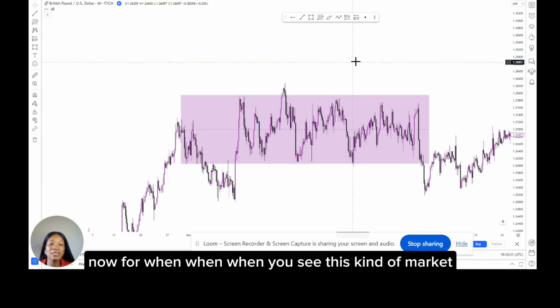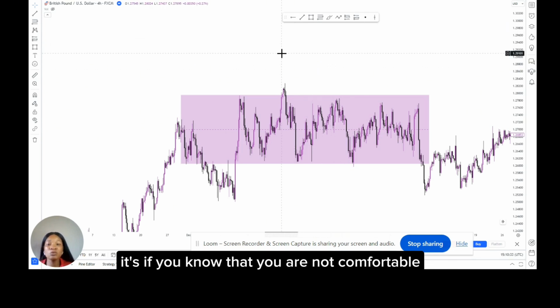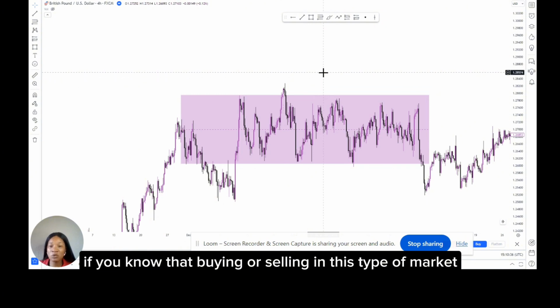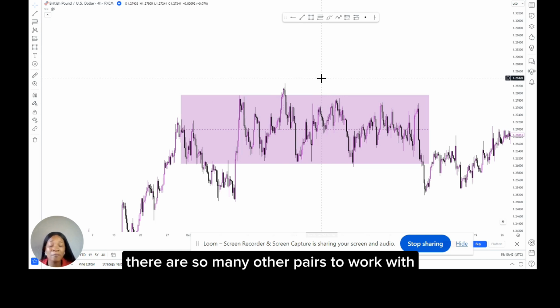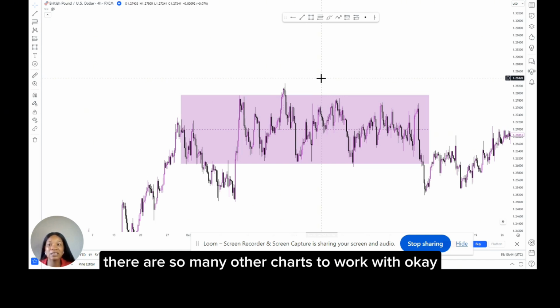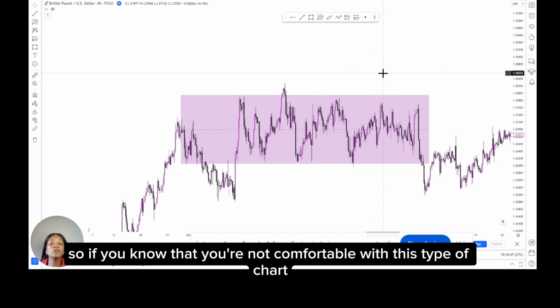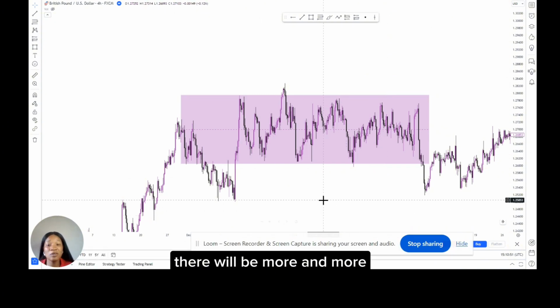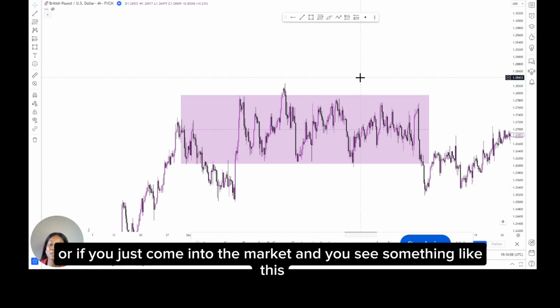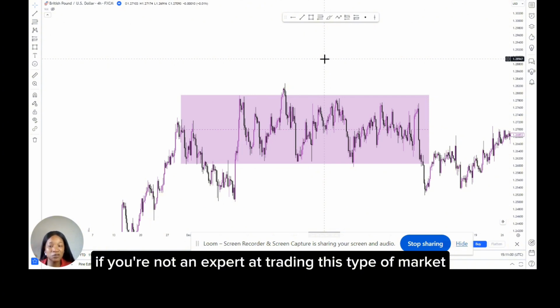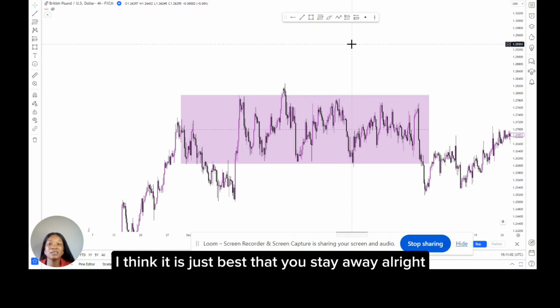When you see this kind of market, if you know that you are not comfortable buying or selling in this type of market, it is best to just keep away. There are so many other pairs to work with, so many other charts to work with. There will be thousands and thousands of opportunities for you to make money in the market. If you're not an expert at trading this type of market, I think it is best that you stay away.